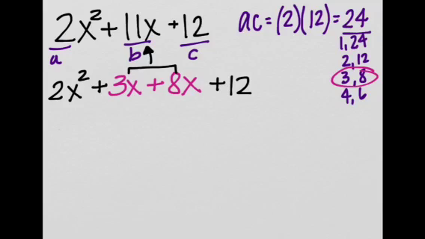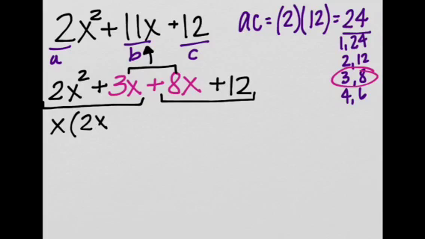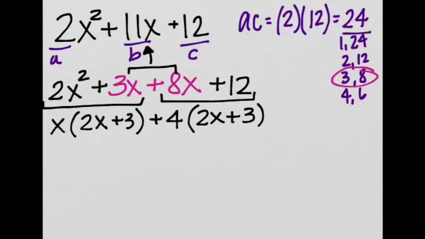Now we're going to use factor by grouping. With factor by grouping, you group the first 2 terms and you group the second 2 terms. And within the first 2 terms, we want to find our greatest common factor. In this case, it's x. So if we factor out an x, we're left with 2x plus 3. Now we want to do the same with the second 2 terms. 8x plus 12, our greatest common factor is going to be 4. So if we factor out a 4, you'll notice we're again left with 2x plus 3.